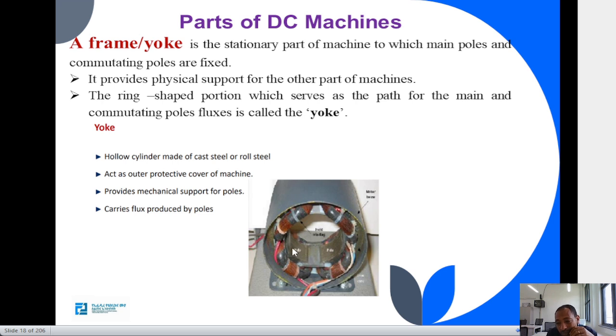The other main purpose is that it carries the flux produced by the pole, and here a winding is there. As you know, the purpose of the winding is to carry the current, and when current flows inside this winding, flux is produced. This flux is carried and managed by this yoke or frame, so that all the flux is guided into the armature or rotor section. That is the main purpose of the frame.